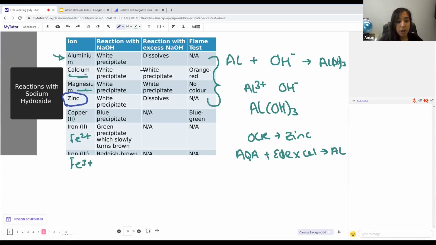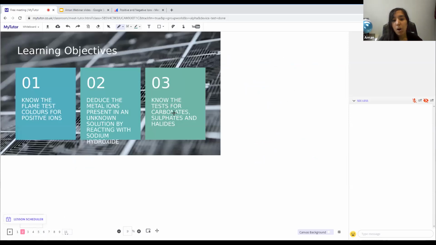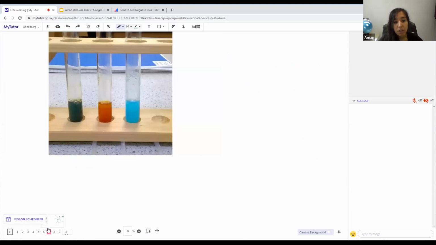Great, okay, so let's then move on to the negative ions. Remember I said that there are 3 ions we need to know about: the carbonates, the sulfates, and the halides. So we'll start with the carbonates, but first let me just show you this picture.